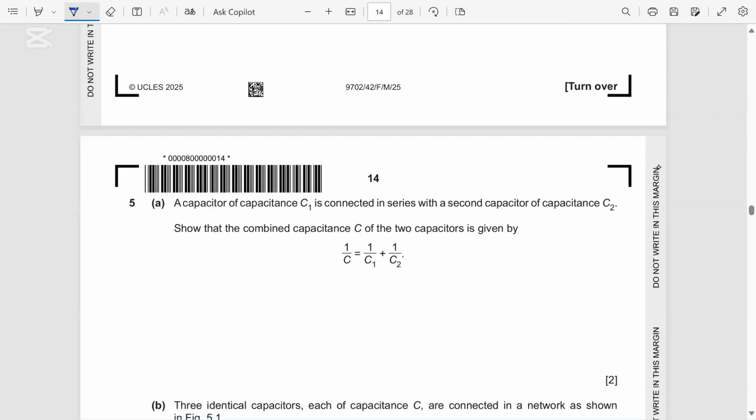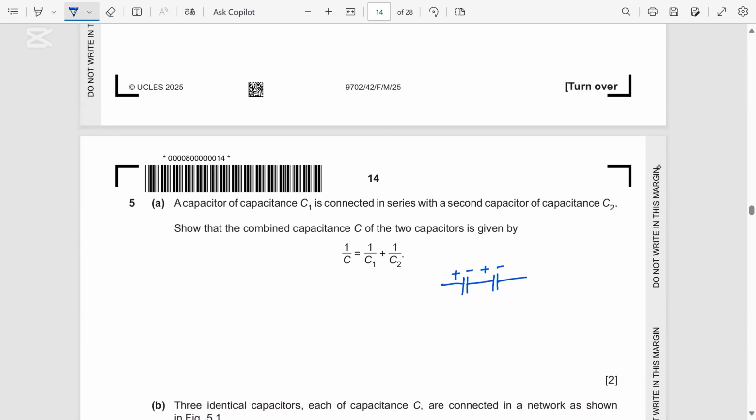Question number 5: a capacitor of capacitance C1 is connected in series with a second capacitor of capacitance C2. Show that the combined capacitance of the two capacitors is given by this formula. So this is a very important derivation here. You have here one capacitor like this. You have another capacitor like this. You should know that the charge is the same on both of these capacitors, right?